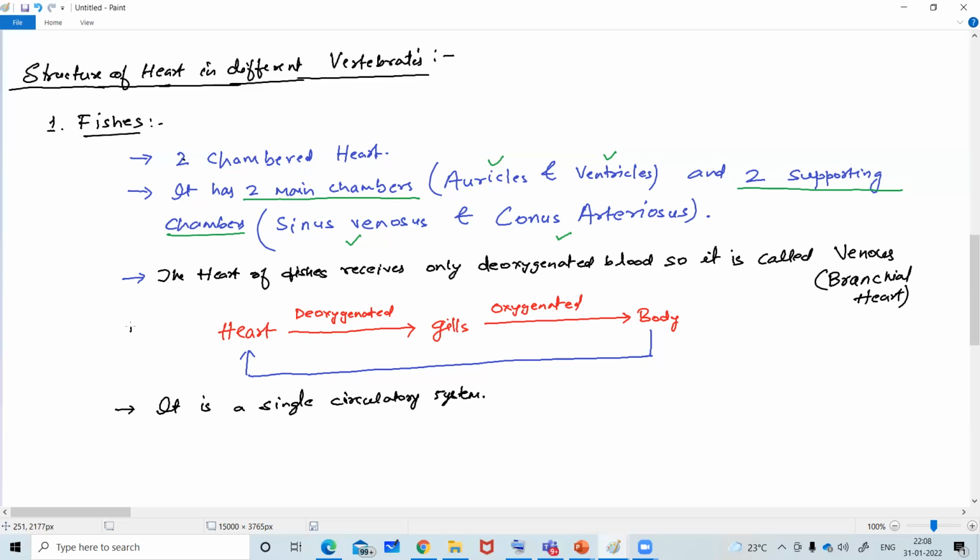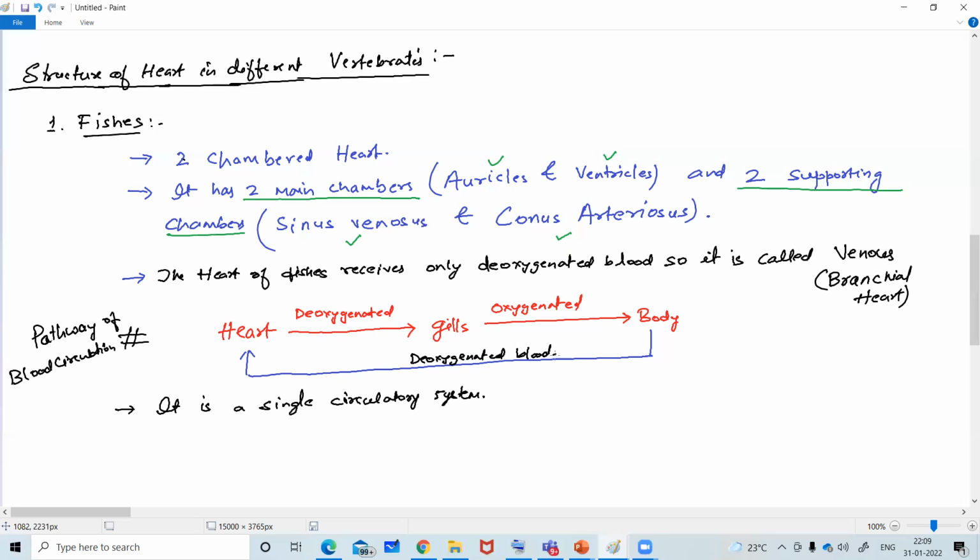Right? And this particular diagram shows the pathway of blood circulation. So from heart to the gills, that is deoxygenated. From gills to body is oxygenated, and again from body coming back to heart. And this blood is deoxygenated blood. This is how the blood is moving in the fish.